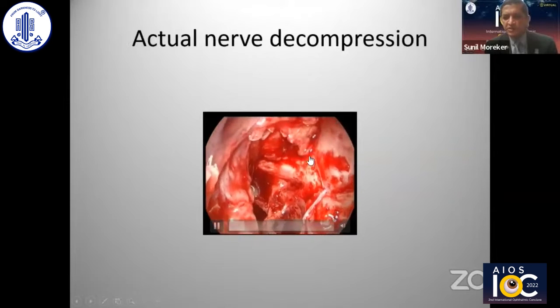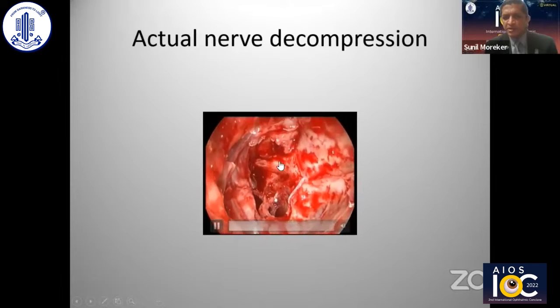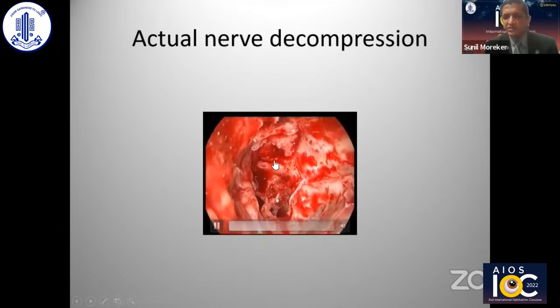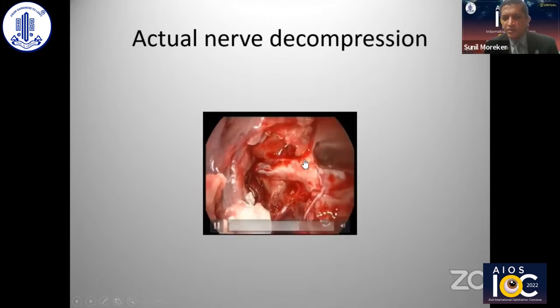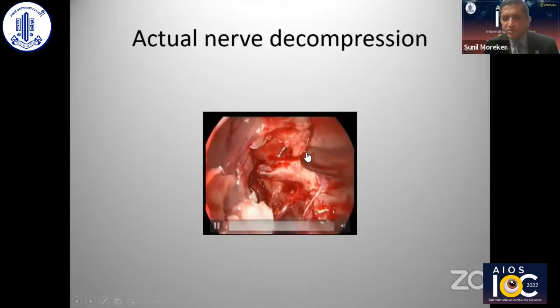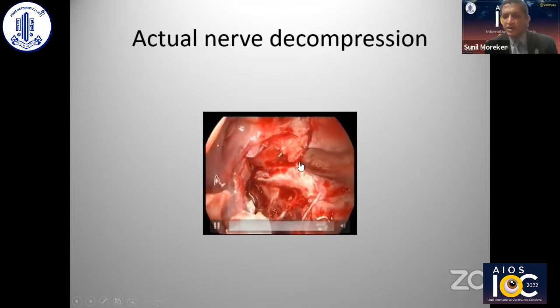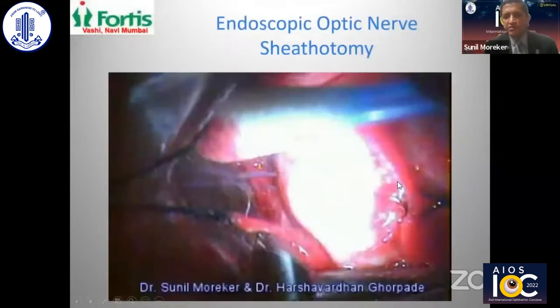This is another video where there is a fracture fragment. This is the orbit. This is the periorbita. This is the orbital apex. This is the optic nerve here. You can see the optic nerve here. You can see fractures there. You can take out the piece of fracture, or sometimes you can just push the bone away and decompress the nerve, or you can take out the bony piece if it is there. So endoscopy for me works very well.